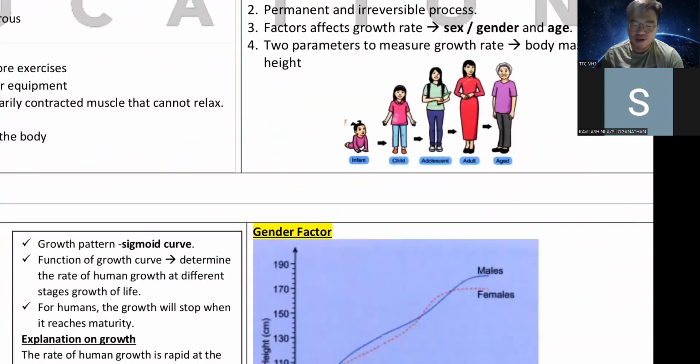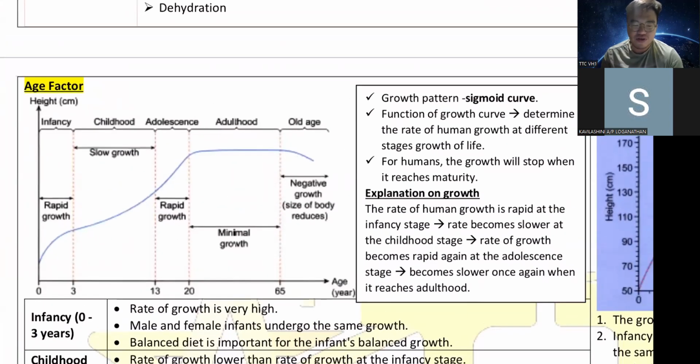All right, so human growth pattern: we go through 5 phases of growth. Infancy, childhood, adolescence, adulthood, and old age. You have 2 rapid growth phases and 1 slow growth phase. Adult growth is minimal, and old age is negative. So: fast, slow, fast, zero, negative.